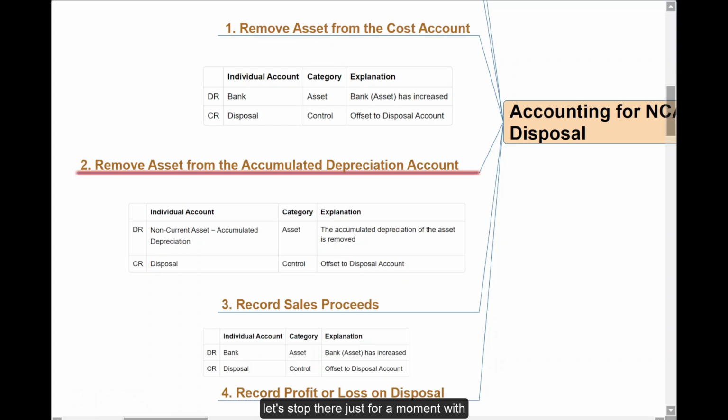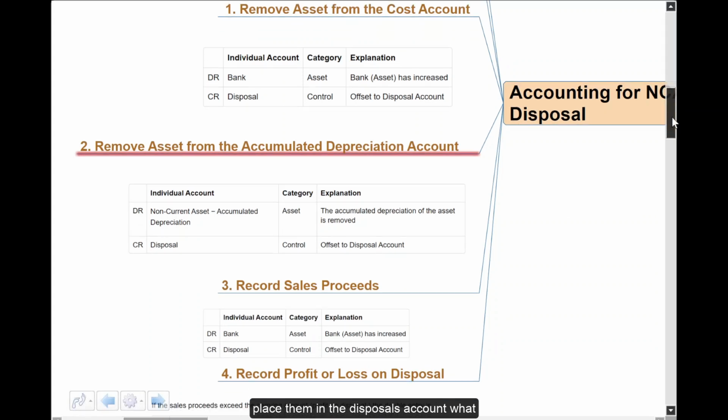So let's stop there just for a moment with 1 and 2, because I may have confused you by not having the right image here. With 1 and 2, what we've done now, and I'm thinking specifically about the disposal account, is we have the cost as a debit, and indeed we have the accumulated depreciation as a credit. Ignore the credit disposal here, that's the wrong entry. So those first two entries basically remove those two items from our account and place them in the disposals account.